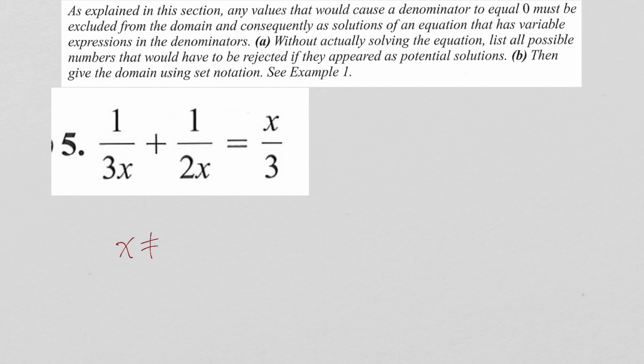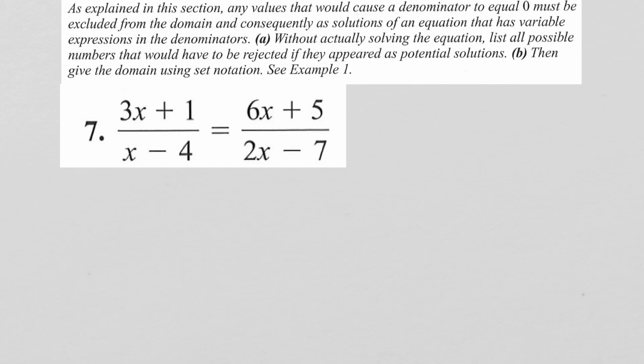So x could not be equal to 0 from this, 0 from this, and we don't have a restriction from this because it's not a variable. So just x can't be equal to 0. Okay, x cannot be equal to, we're only looking at the denominators, positive 4 over 1 and positive 7 over 2.